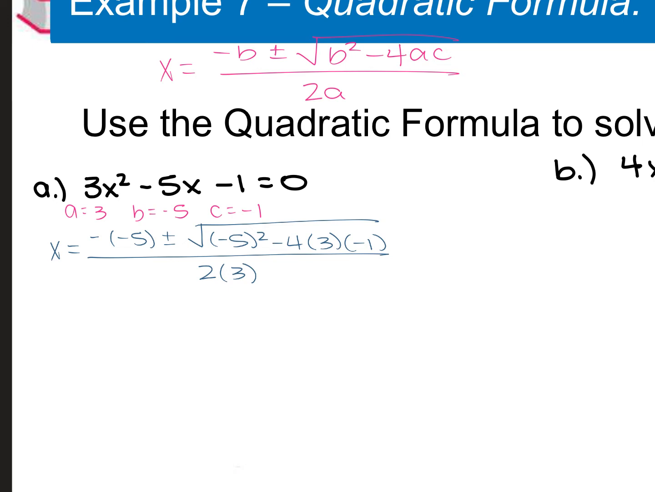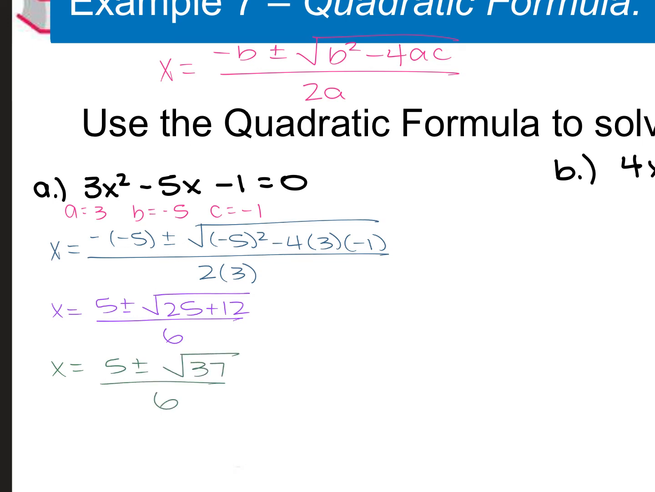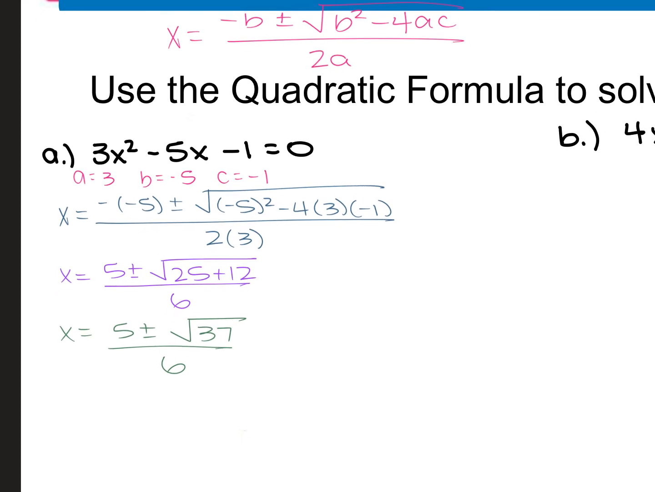So this simplifies to give you positive 5 plus or minus the square root of 25. The negative 4 times 3 is negative 12, times negative 1 is positive 12. And this is all over 2 times 3, which is 6. We're going to add underneath that radical and have 5 plus or minus the square root of 37 all over 6. That square root of 37 does not simplify, so that is your answer.